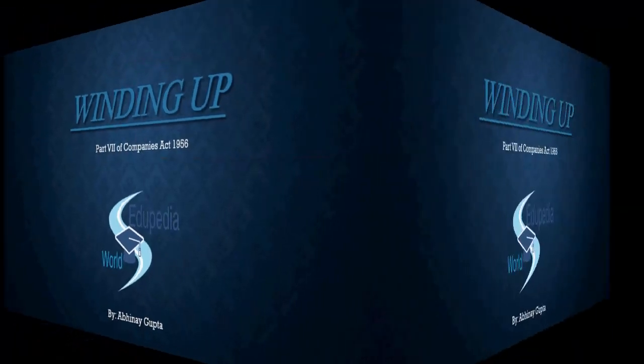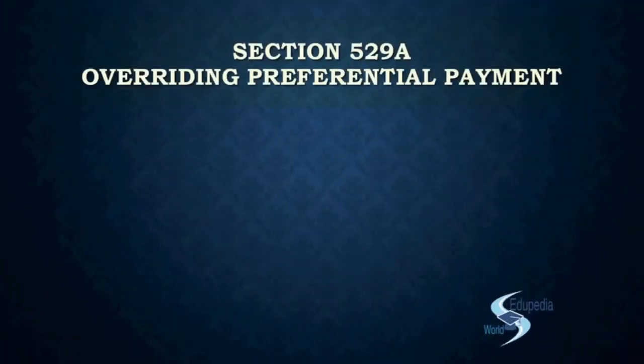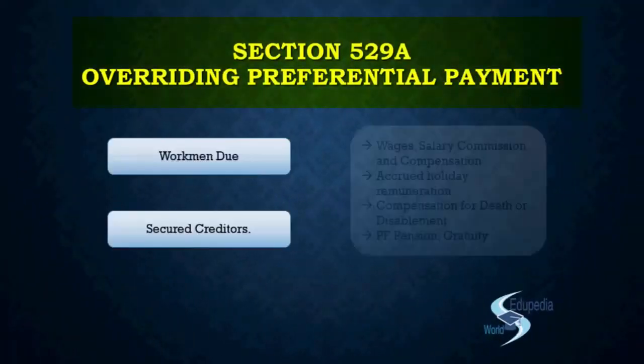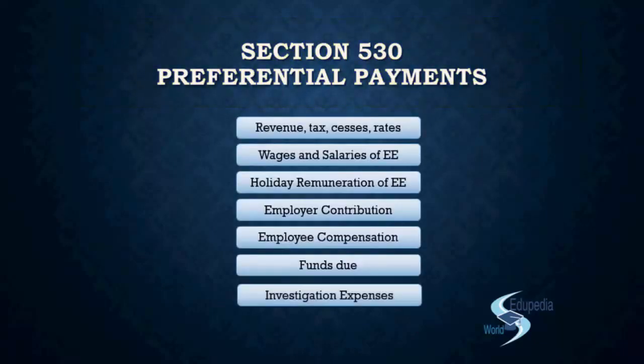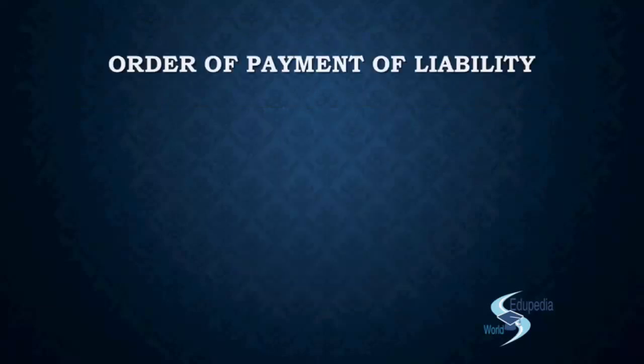So let's move ahead. First we had section 529A, the overriding preferential payment. We talked about all of these. Then we had section 530, the preferential payment. We had all these elements involved over there. Now, the order of payment of liability on totality.